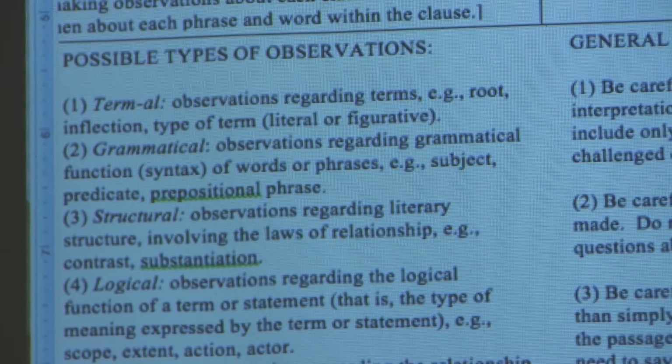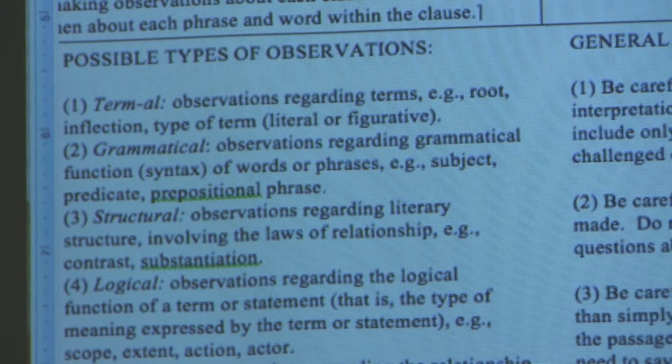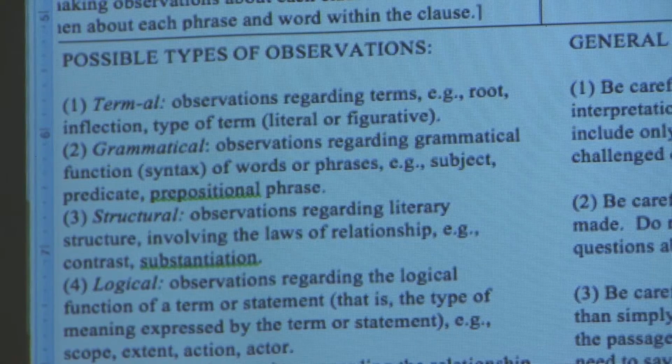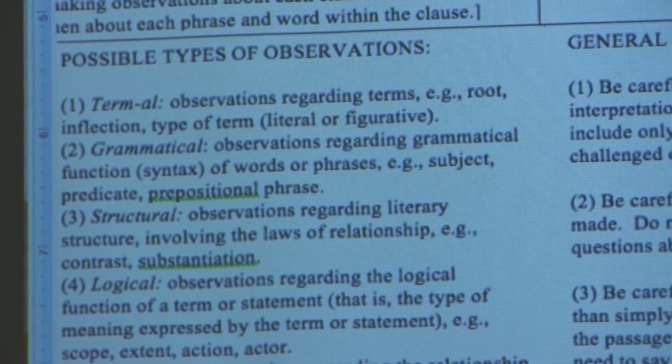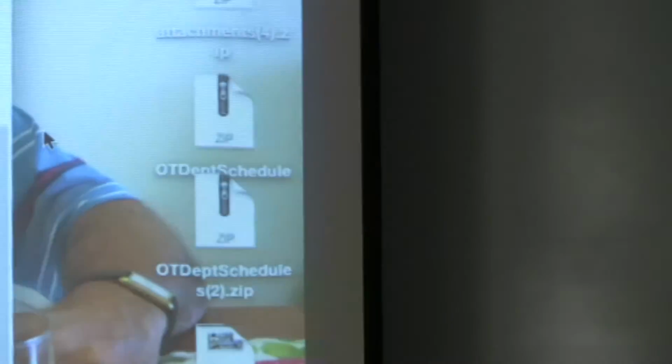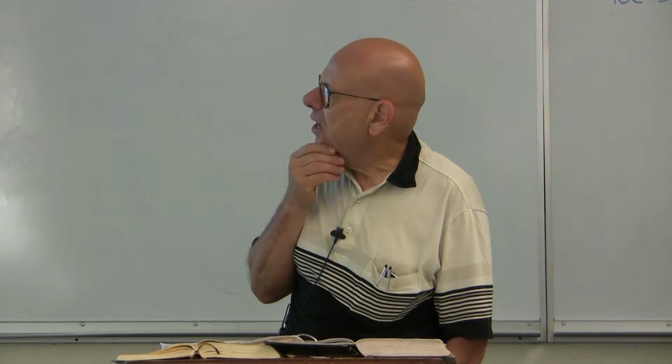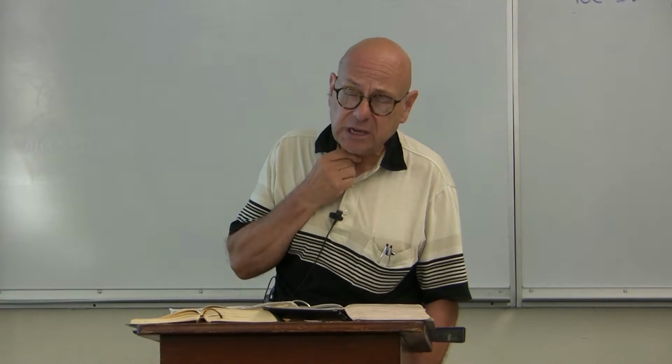Also, a second type of observation are grammatical observations. These are observations regarding grammatical function, really regarding syntax of words or phrases. Things like subject, predicate, prepositional phrase, those kinds of things. Now, I don't think it's really necessary or usually helpful to go into a great deal of detail in grammatical analysis of syntax, but sometimes these observations are quite significant when it comes to interpretation.